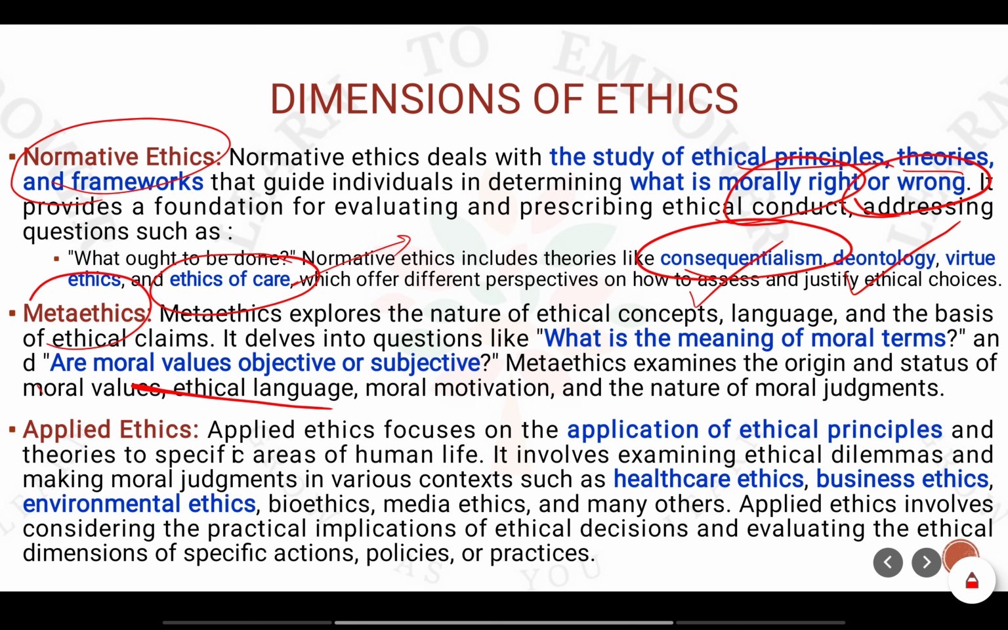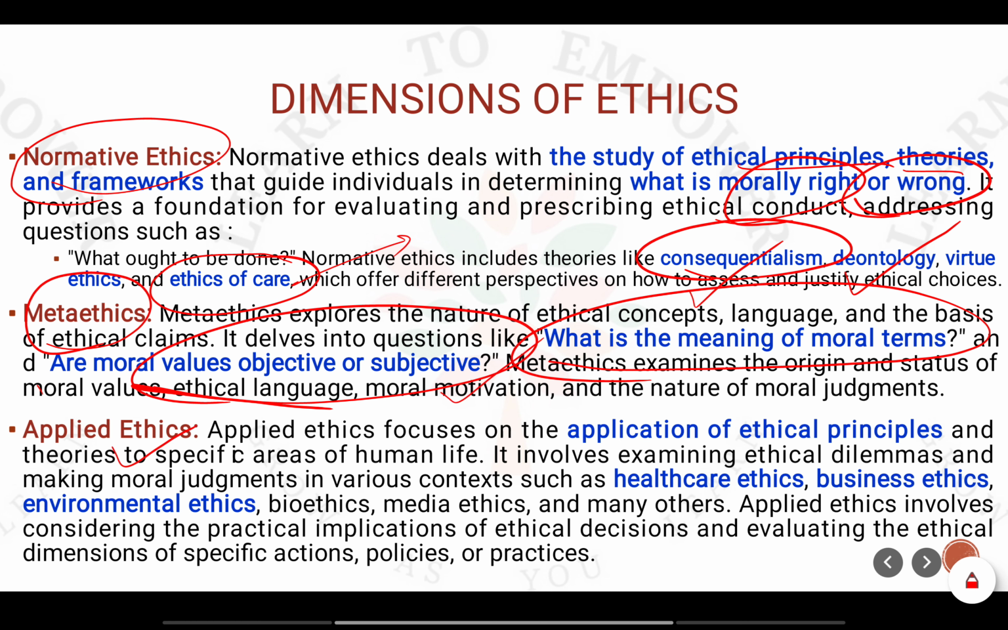And meta ethics, as we discussed before, dwells into the question of what is the meaning of moral terms, okay? What kind of moral objective is going to be achieved, and whether moral values are objective or subjective in nature. Those things are dealt with here.